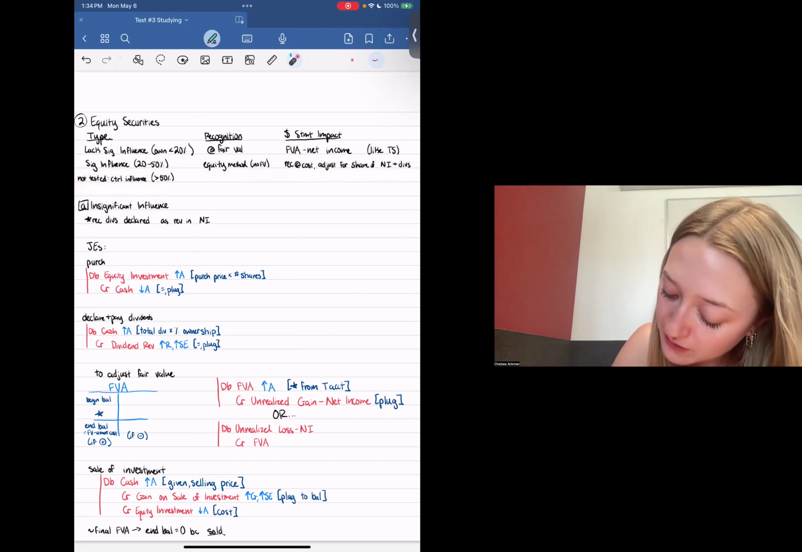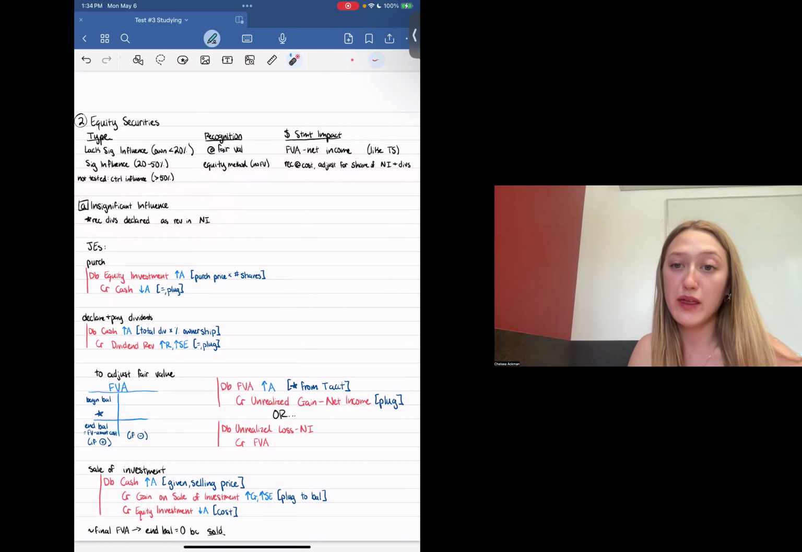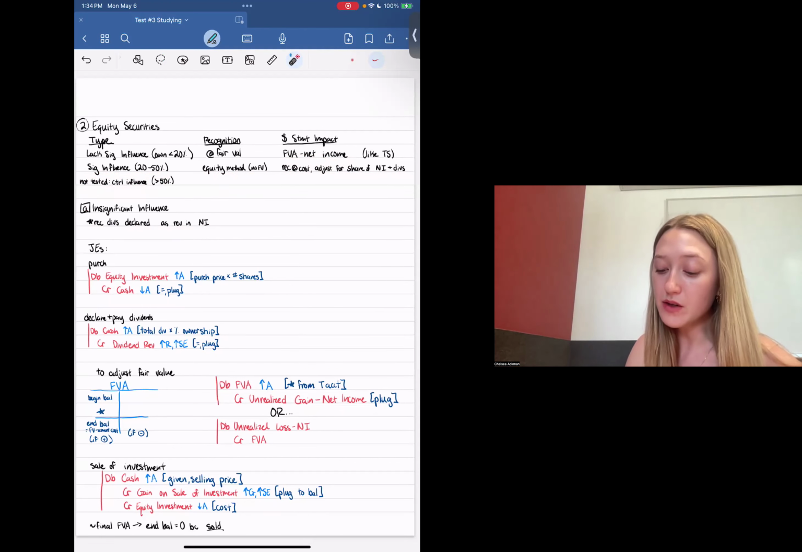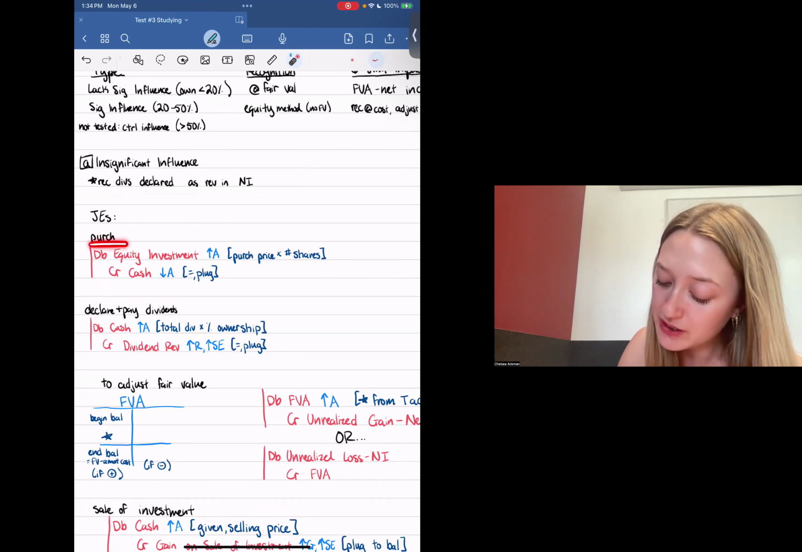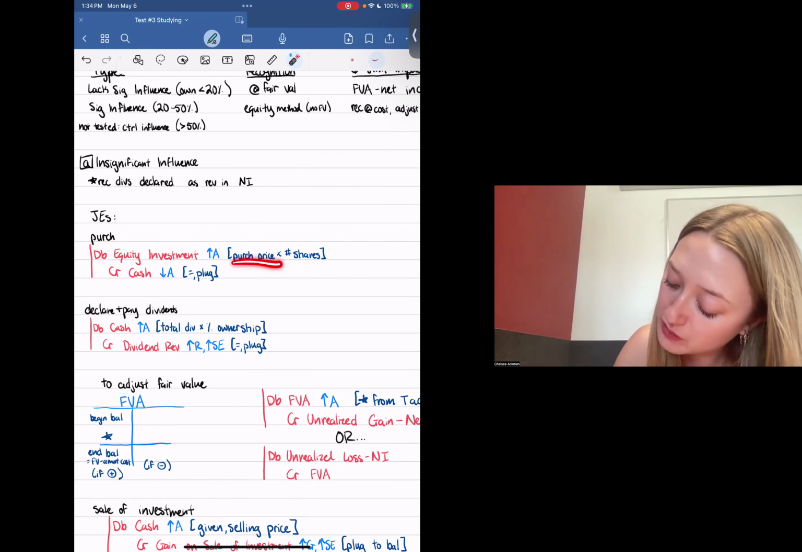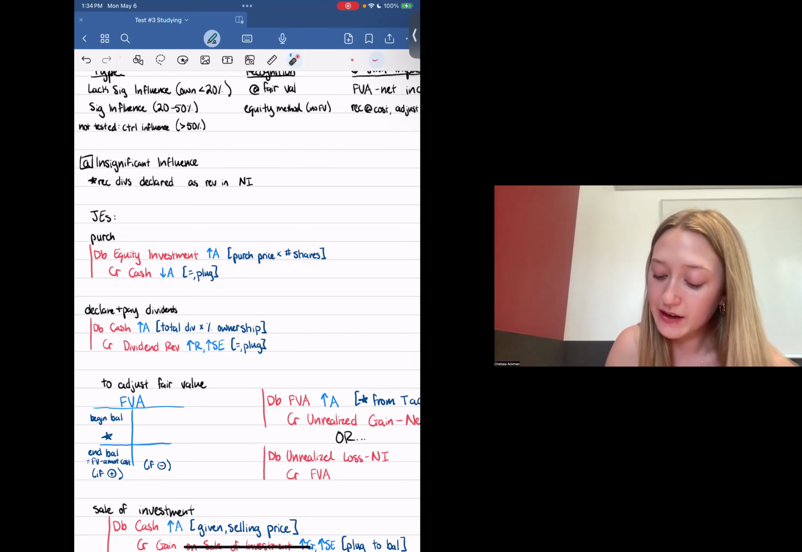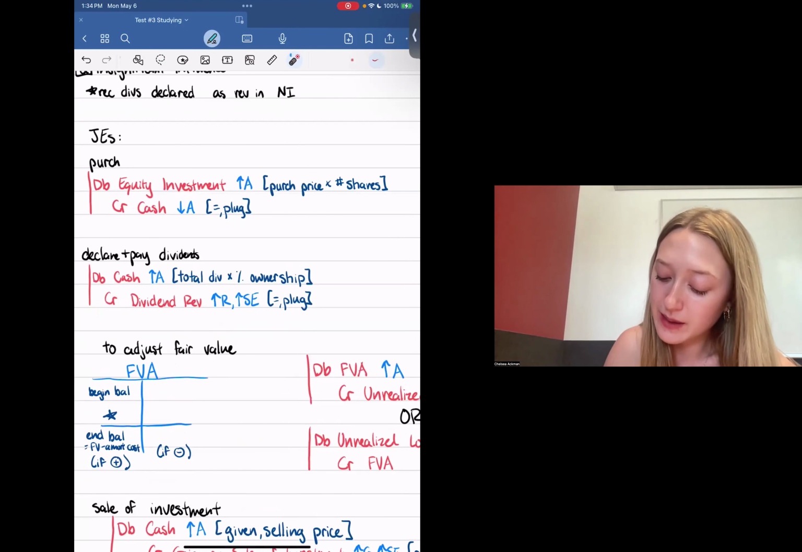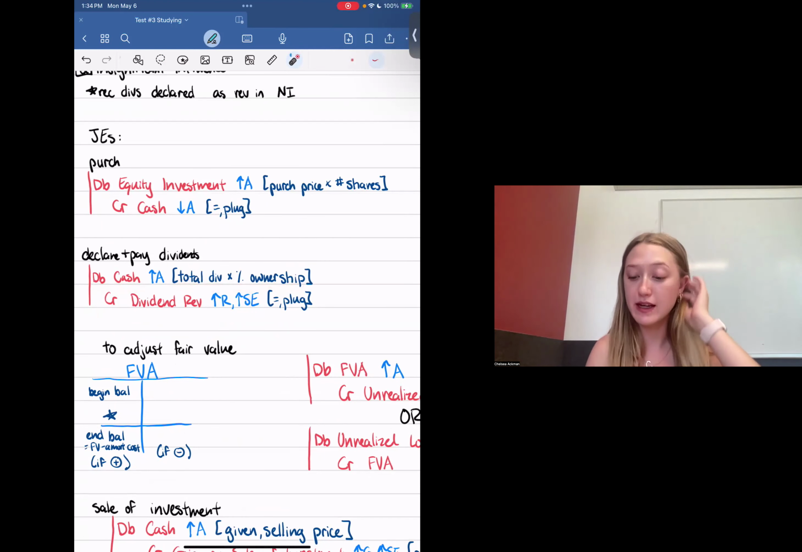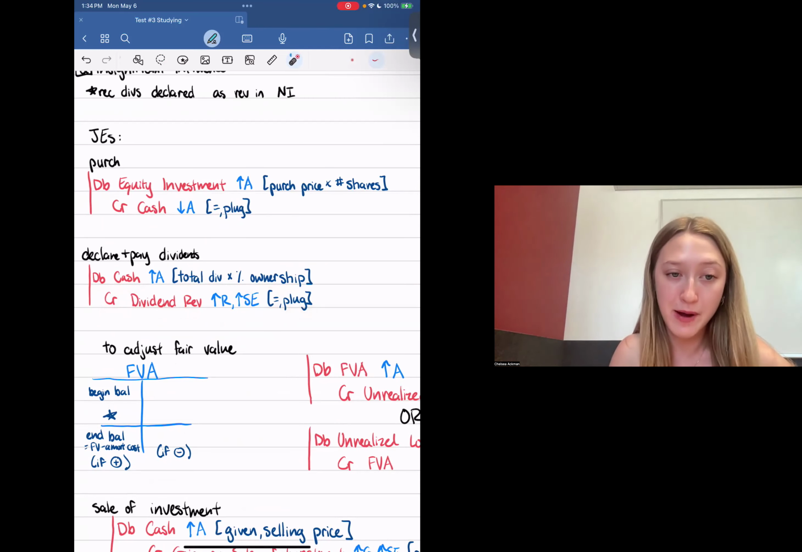So for insignificant influence, you record the dividends declared as revenue within net income. So your journal entries, to purchase the equity investment, you debit equity investment at the purchase price times the number of shares, and you credit cash just to plug the entry in. When you declare and pay dividends, you debit cash for the total dividend times the percent ownership in the company, and then you credit dividend revenue, again, that same amount.